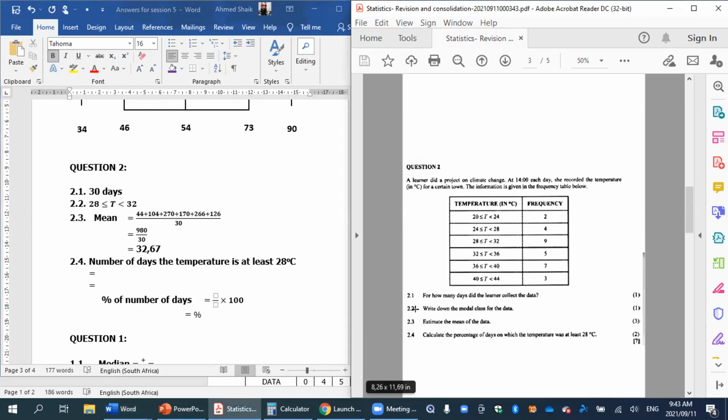Okay, we're looking at 2.4. Calculate the percentage of days on which the temperature was at least 28 degrees Celsius. So in order for us to calculate that, we first need to see how many days were at least 28 degrees Celsius. Remember, this is at least 28, so it includes 28. So we're looking at all the values from 28 to 32 going all the way down to the last interval.